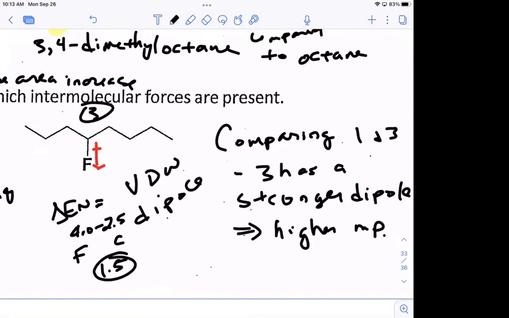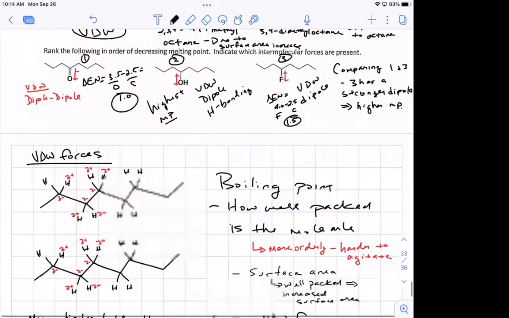All right. The next idea that we want to talk about is solubility.